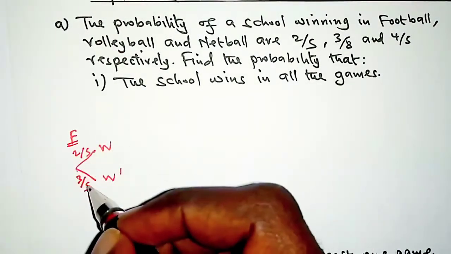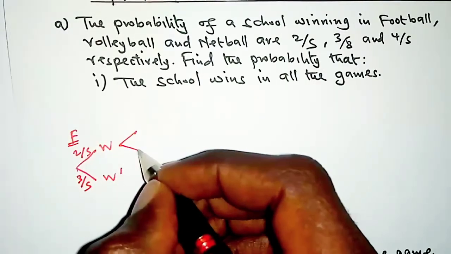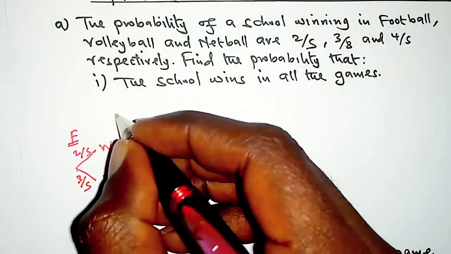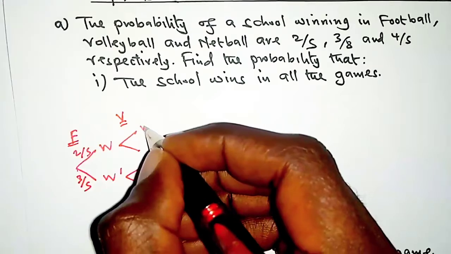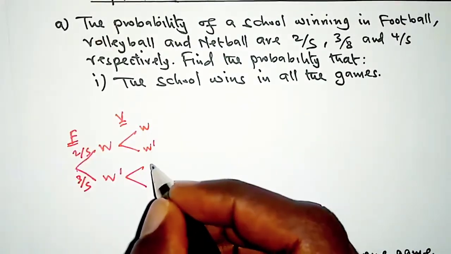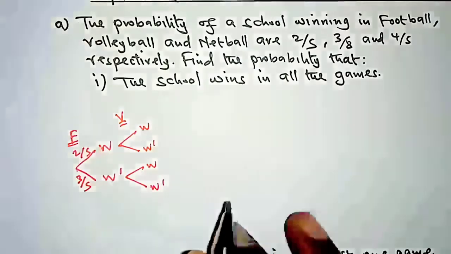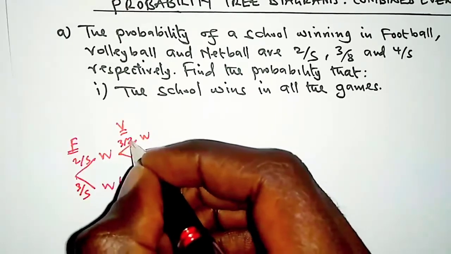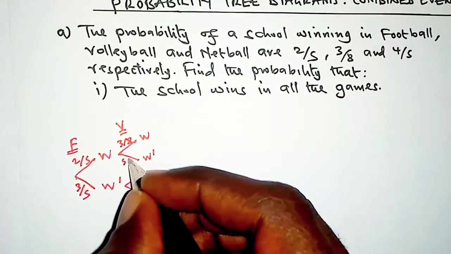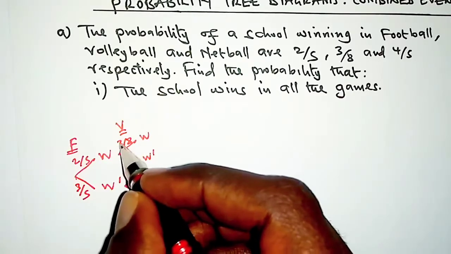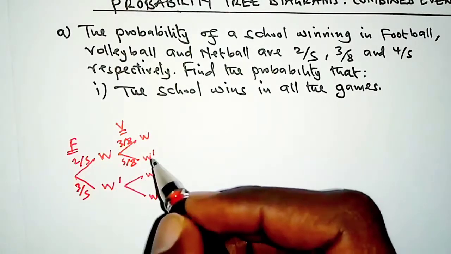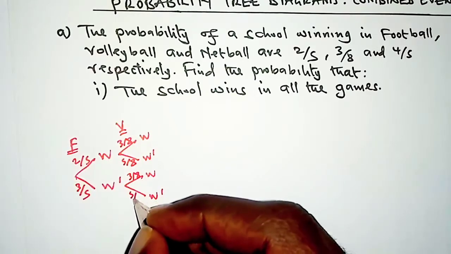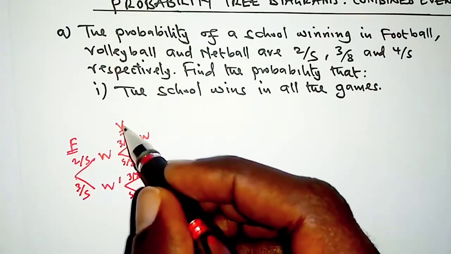So we are done with football. The next branch we will have is volleyball. For the case of volleyball, the school either wins or loses too. The probability of the school winning in a volleyball match is 3/8. Losing is 5/8. Again, we take 8/8 minus 3/8, so that we get 5/8. And this will repeat down here. So we have 3/8, 5/8. And with that, we are done with volleyball.